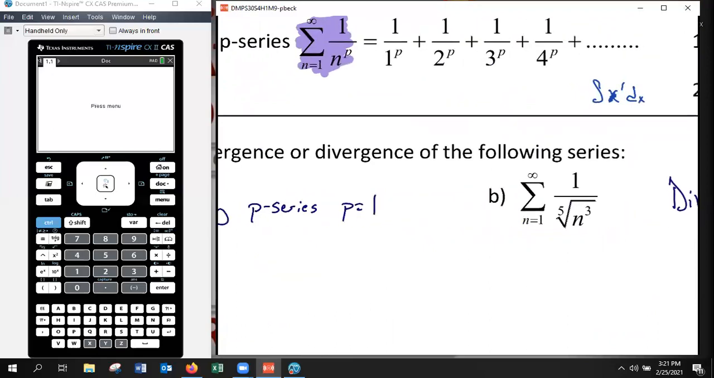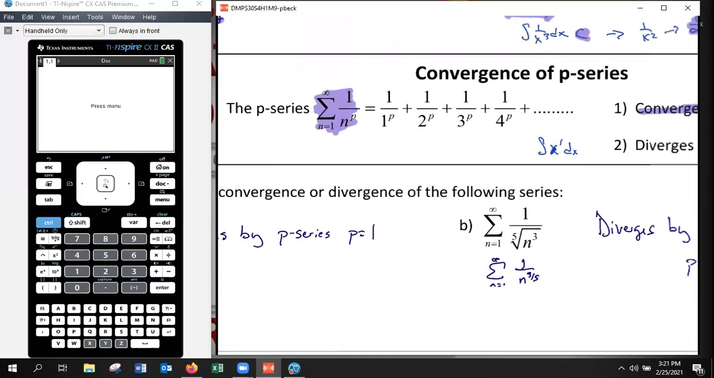This problem, one of the things that students tend to sometimes have a problem with is writing this properly. That's n to the 3/5. So the sum of 1 over n to the 3/5, n equals 1 to infinity. Because p equals 3/5, that will be divergent.